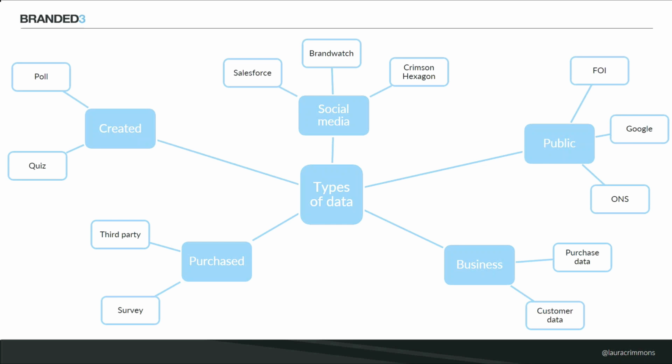But just going through these types, so social media data, super useful, various ways that you can get hold of it. So there's Salesforce, Radian6, Brandwatch, which we used to use and still love, and Crimson Hexagon, which happens to be the platform that we use at the moment. All of them very good, different benefits, all paid tools, those ones.